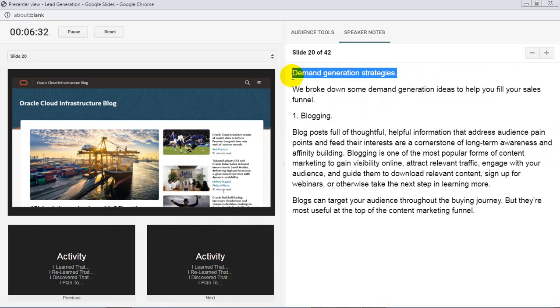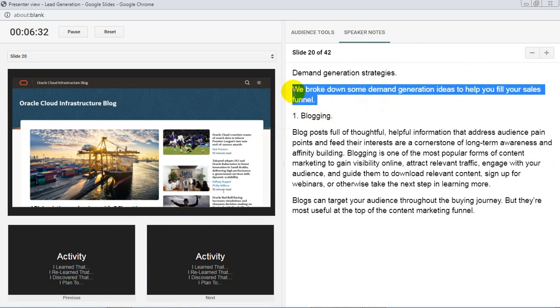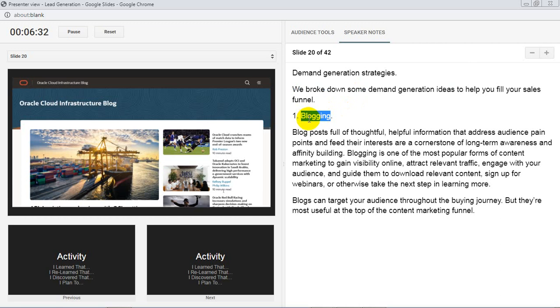Demand generation strategies. We broke down some demand generation ideas to help you fill your sales funnel. 1. Blogging. Blog posts full of thoughtful, helpful information that address audience pain points and feed their interests are a cornerstone of long-term awareness and affinity building.